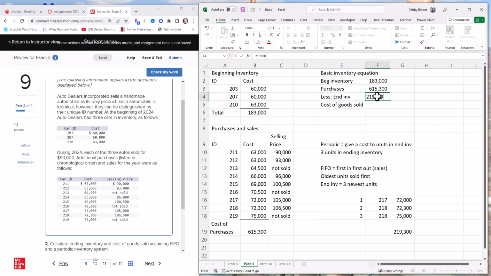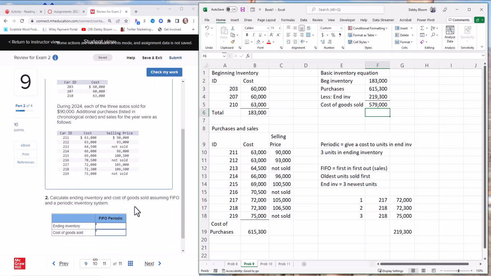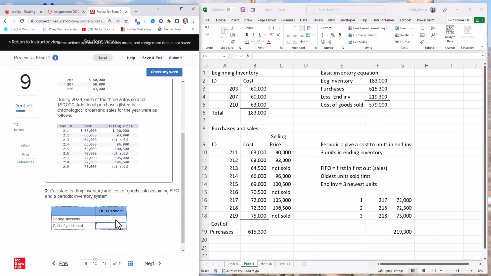So using periodic inventory and FIFO, we're just going to assume that our ending inventory is 219,300. I put it up in the basic inventory equation, and to calculate cost of goods sold, I take my beginning inventory, add my purchases, subtract my ending inventory, and I get a cost of goods sold of $579,000. So under FIFO and periodic, ending inventory 219,300, cost of goods sold 579,000.